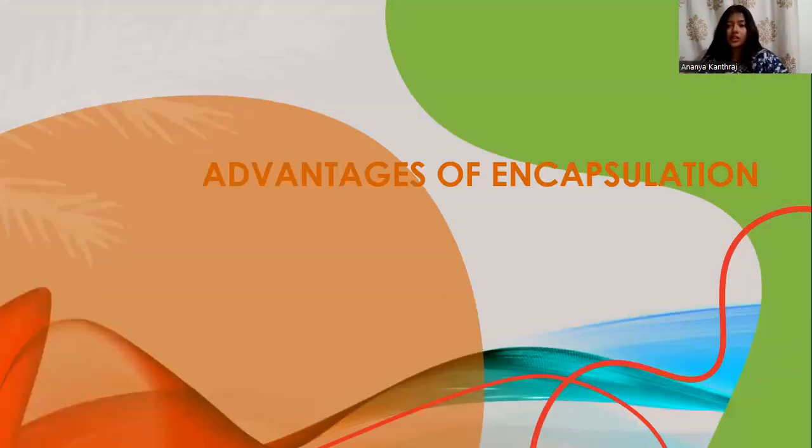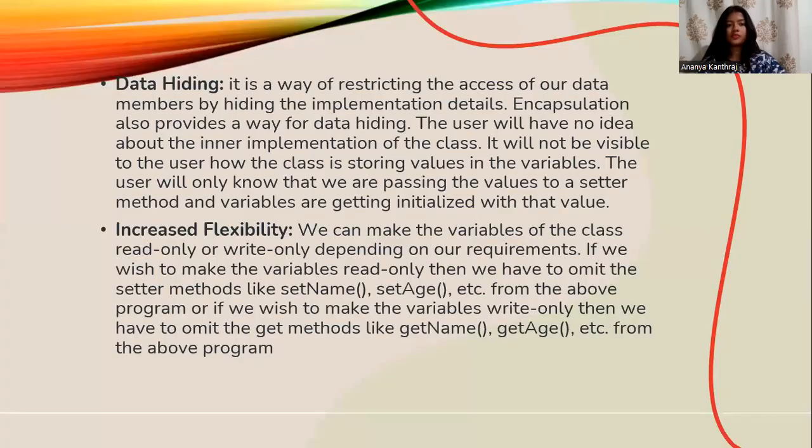So what are the advantages of encapsulation? Let us look into it. First is data hiding. Data hiding is a way of restricting the access of our data members by hiding the implementation details. Encapsulation also provides a way of hiding the data. The user will have no idea about the inner implementation of the class. It will not be visible to the user how the class is storing the values in the variables. The user will only know that we are passing the values to the setter method and the variables are getting initialized with that value.